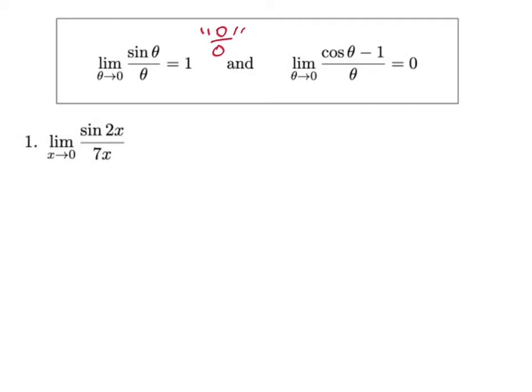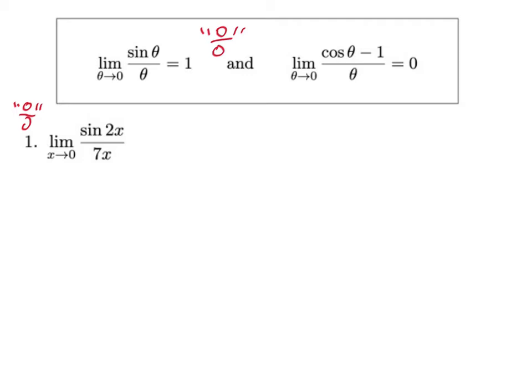For the first example, we're going to compute the limit as x approaches 0 of sine of 2x over 7x. Notice that as x approaches 0, 2x is also approaching 0, so the sine of 2x is approaching 0. So the numerator is approaching 0 here. Also notice the denominator, 7x, approaches 0. So we have another indeterminate form of 0 over 0. So we've got to do something.